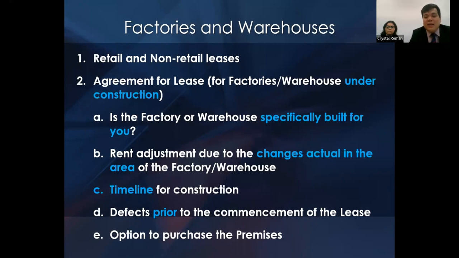We see sometimes that the landlord wishes to have the defects liability period between 1 to 3 months, and the tenants want a bit more, from 6 months to 1 year. So it is a commercial negotiation at this point on what is the appropriate defects liability period for the warehouse.